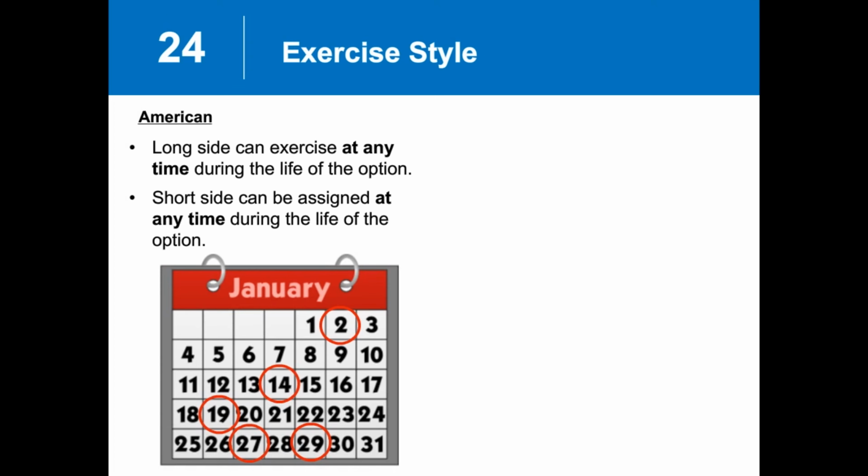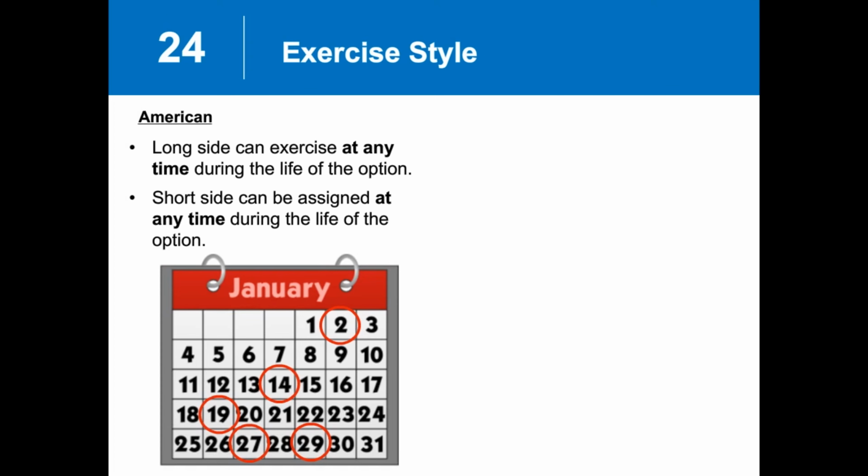That absolutely is not true. You can be assigned, assuming an American-style exercise, at any time. Now, the American-style exercise, that's the bulk of investing. Those are your equities, okay? Your stocks that you buy and sell options on. The ETFs upon which you buy or sell options. That is what we call American-style expiry.